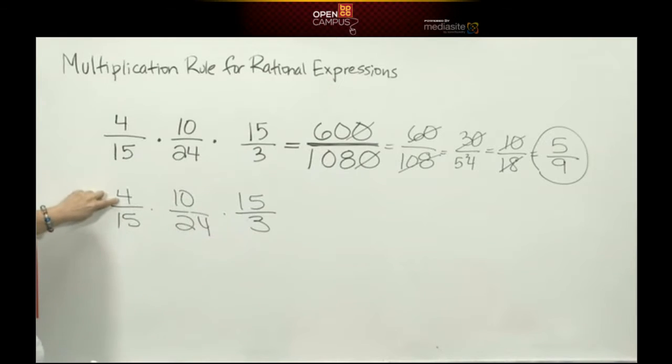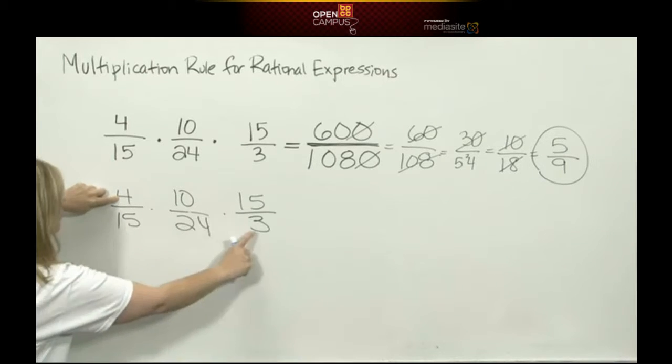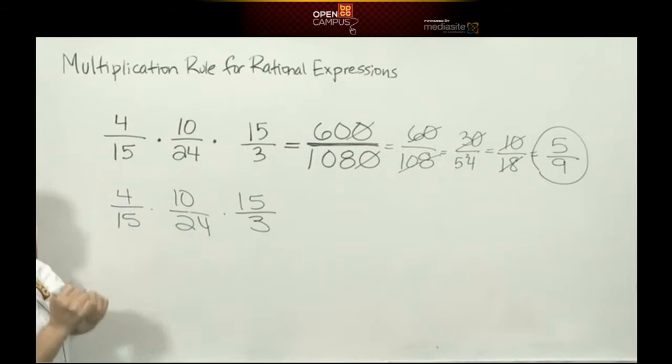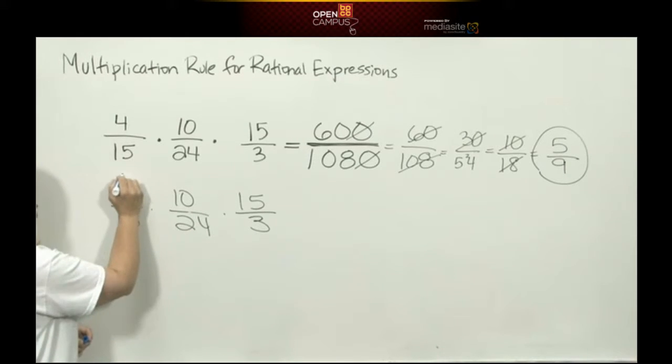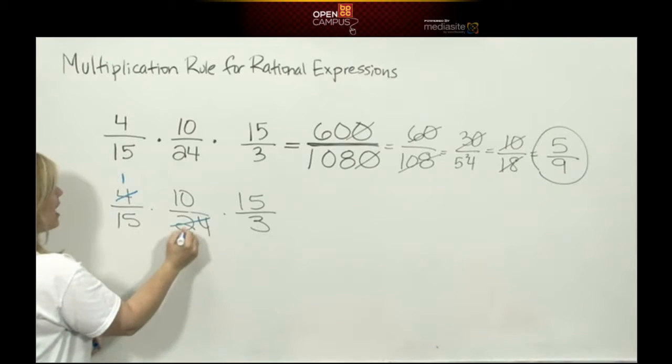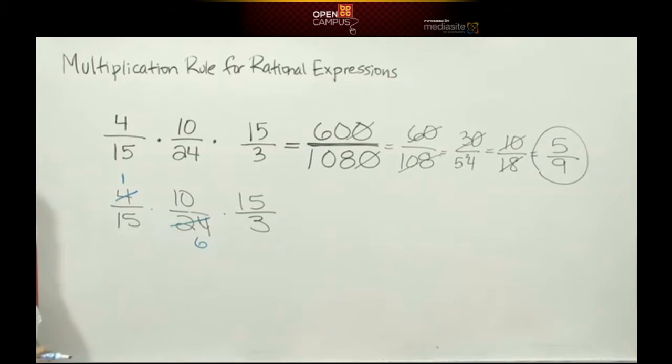I start with the first numerator and I say, what number in the denominator can I divide with 4? Well, 4 and 24 will divide into each other. 4 divided by 4 is 1. 24 divided by 4 is 6.